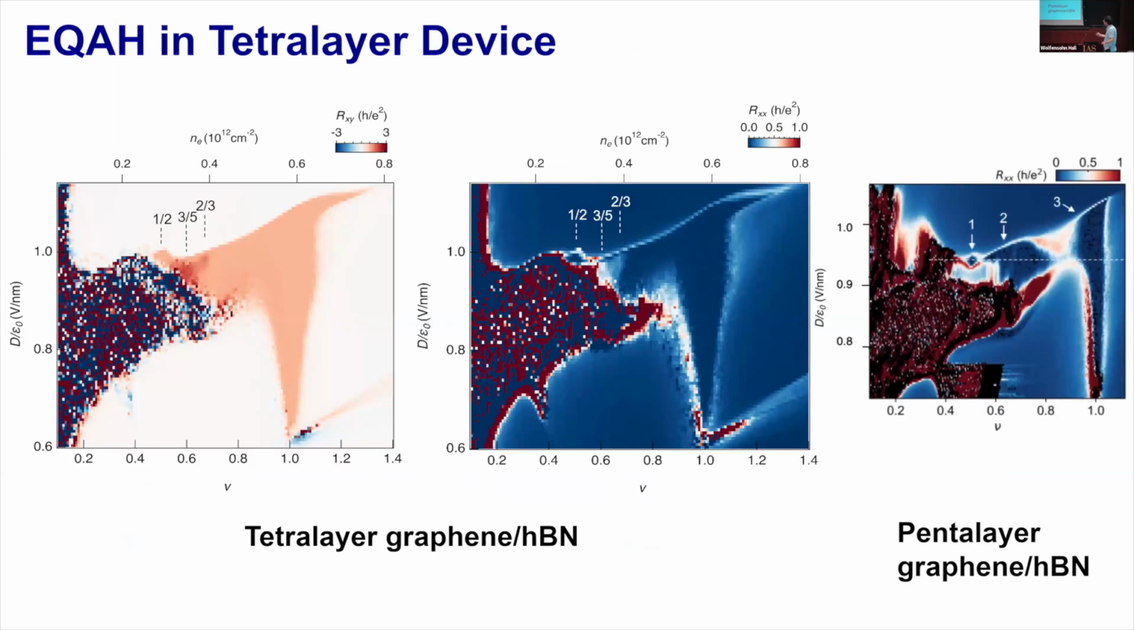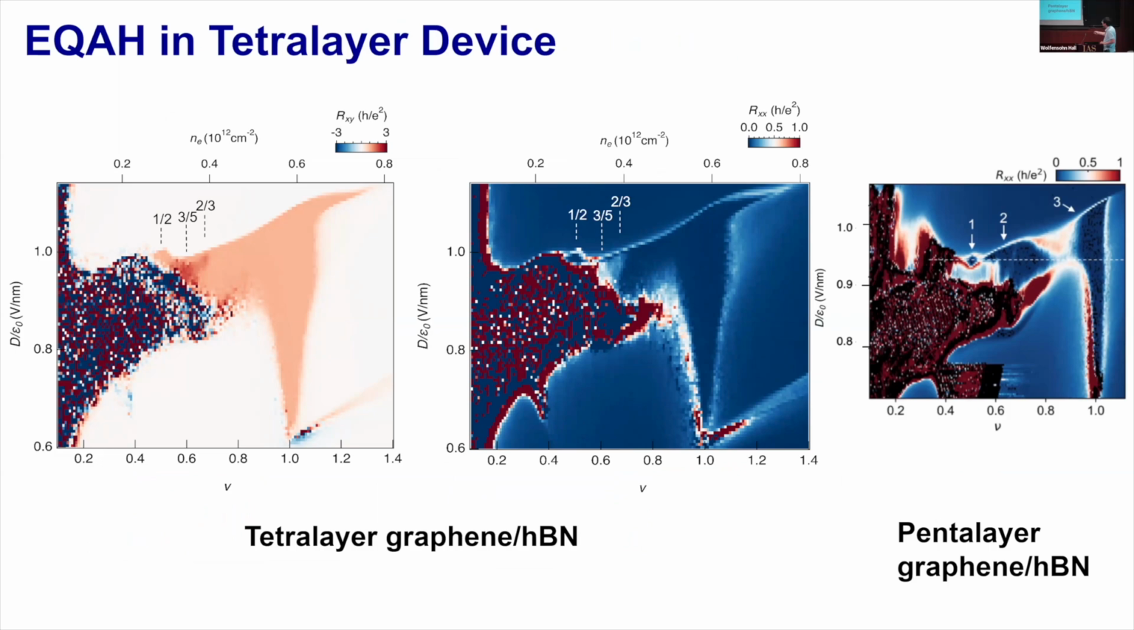And this is not something that you see in only one sample, okay? This is a pentalayer sample. This is a tetralayer sample. The tetralayer sample has a slightly different twist angle, so the filling factor 1 of Moiré corresponds to a smaller charge density, right? In the pentalayer, it corresponds to a density of probably 0.85, while here, Moiré filling factor 1 corresponds to a charge density of 0.6.